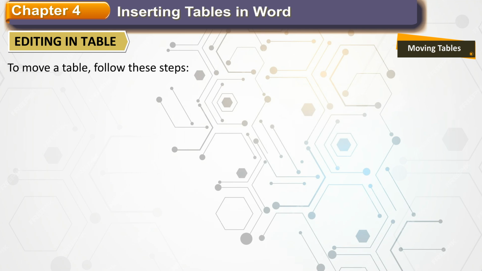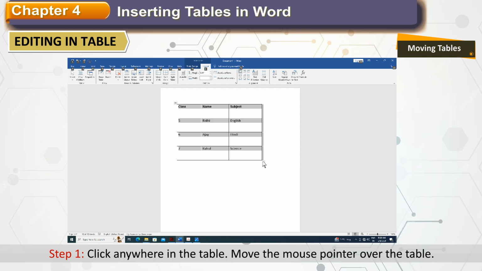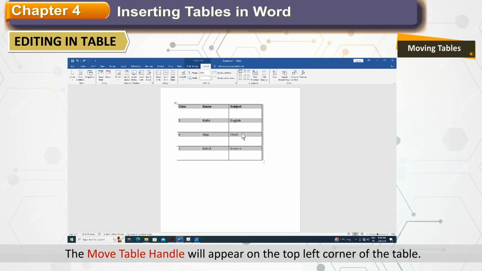Moving tables. To move a table, follow these steps. Step 1. Click anywhere in the table. Move the mouse pointer over the table. The Move Table handle will appear on the top left corner of the table.